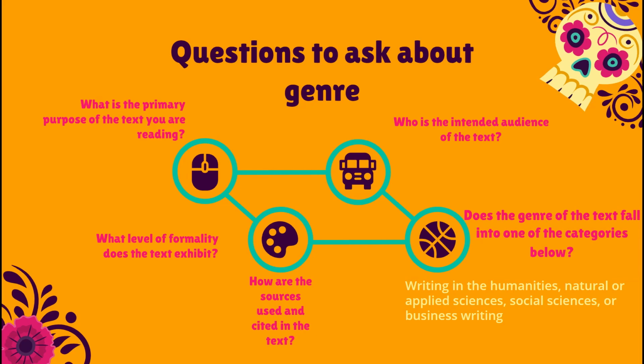And humanities tends to be more art and history, literature-based. Social science is your psychology, sociology, the study of people. And then how are the sources used and cited? So who are their sources? What are they including in their research or their information? And then what level of formality?